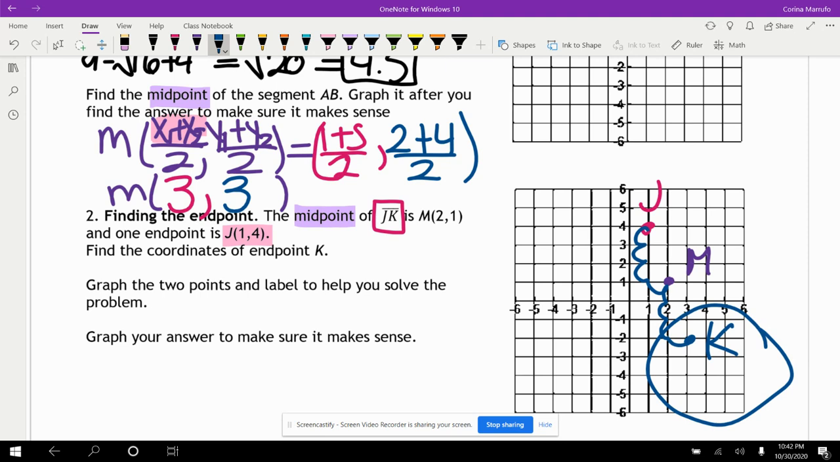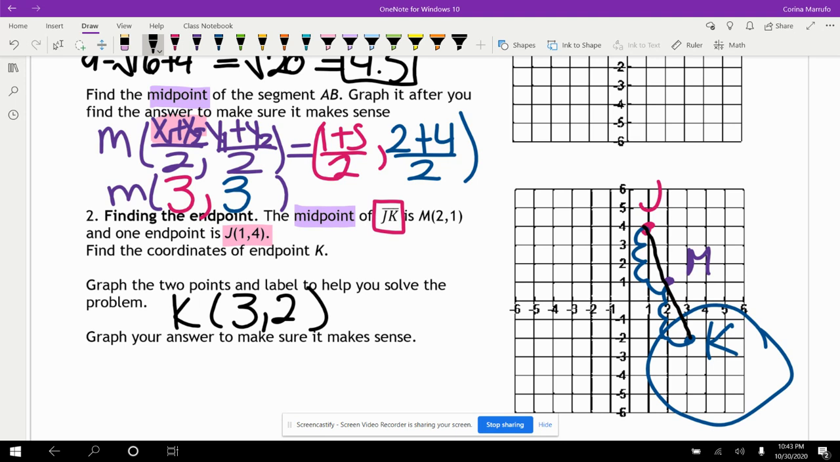So it says graph the 2 points and label to help you solve the problem. Graph the answer to make sure that it makes sense. So this one, they probably used the formula already. I wanted to show you off the graph because I think that's the simplest thing. But we say K is (3, -2).